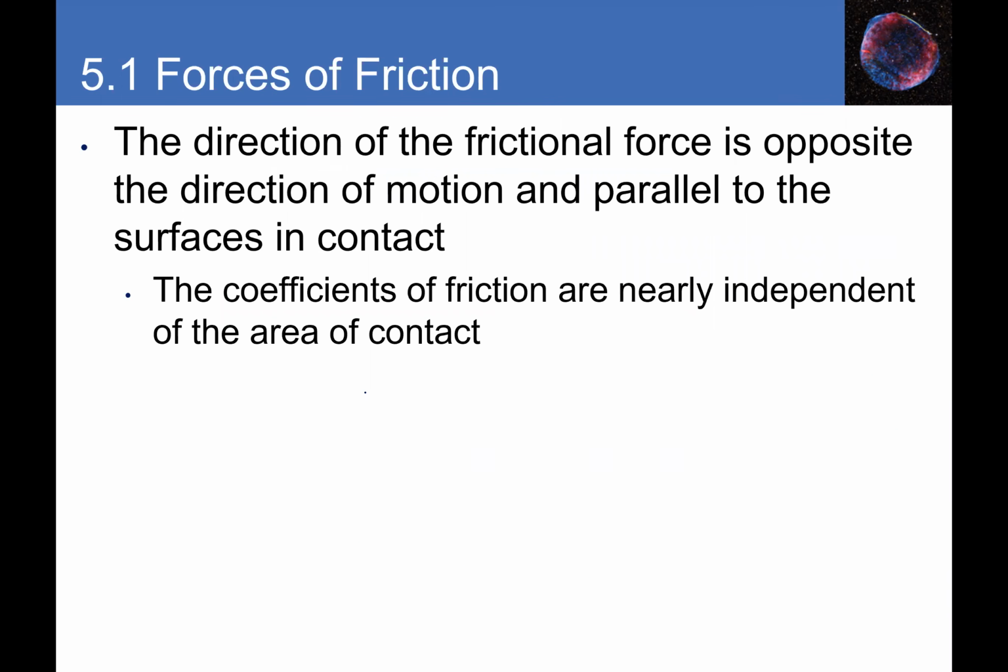So you can say the direction of the friction force is opposite to the direction of the motion and parallel to the surface in contact. And the coefficient of friction is merely independent of the area of contact. So you can have a tiny object or a big box, and you're still getting the same friction. That's why we can generalize it, and we can say the object doesn't matter. We can represent it as a particle, because the contact area is independent of how much friction it is experiencing.